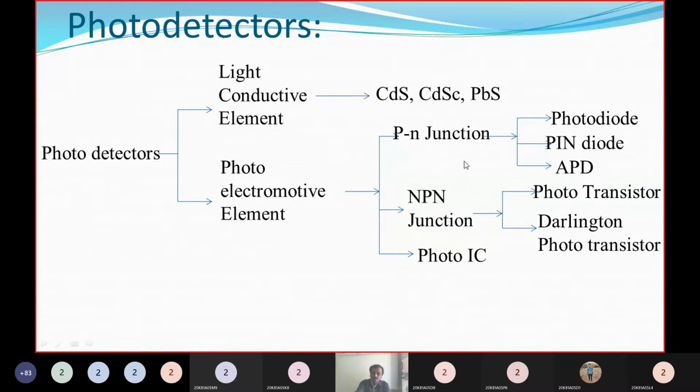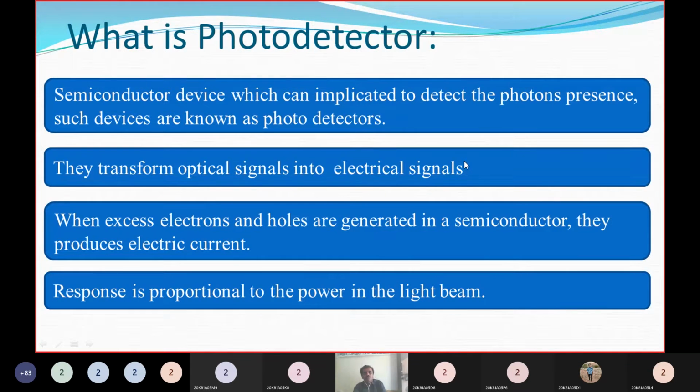Now we are going to the photodetectors. What is a photodetector? I already gave a little introduction about that. See here once again. A semiconductor device which can be employed to detect the presence of photons. Such devices are known as photodetectors.